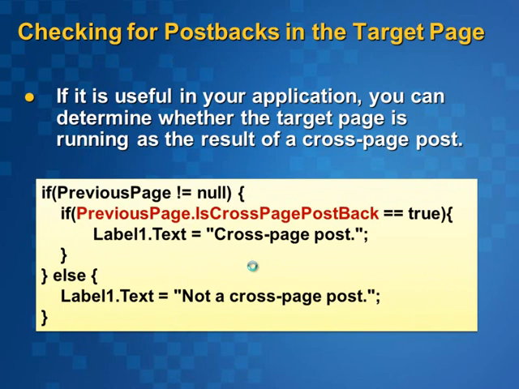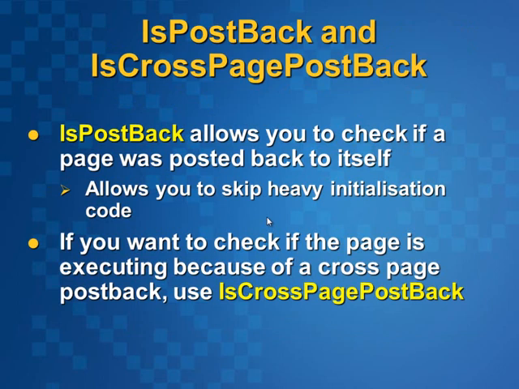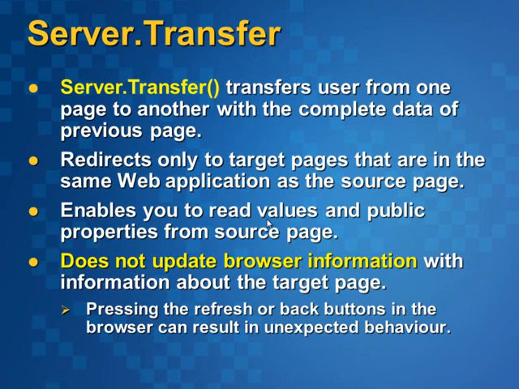I've already shown that thing, but it was not working. You can check whether the given page is a cross-page postback. So you can always check that thing. IsCrossPagePostBack will be true if the request for the current page comes from some other page. Otherwise, you can use IsPostBack. There are two things. IsPostBack is when the request comes back to the same page. IsCrossPagePostBack is when the request to the current page is initiated by some other page. So you have two different ones. I will quickly complete this.